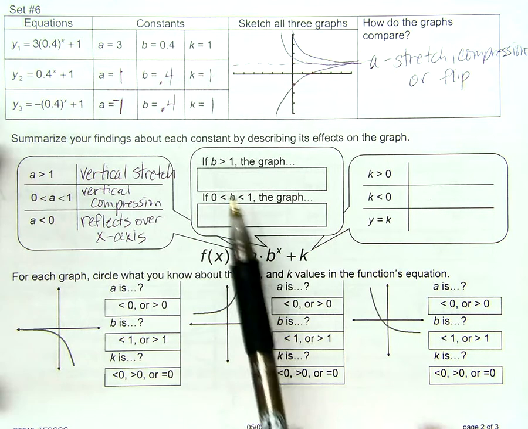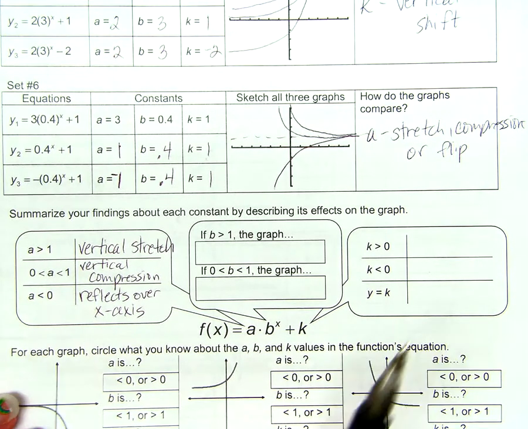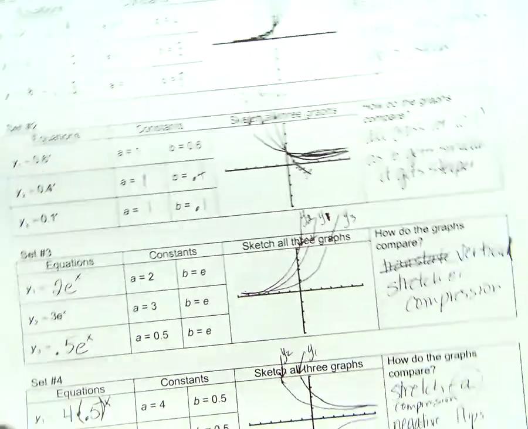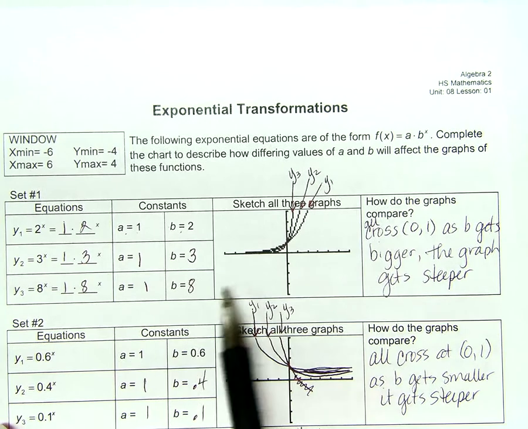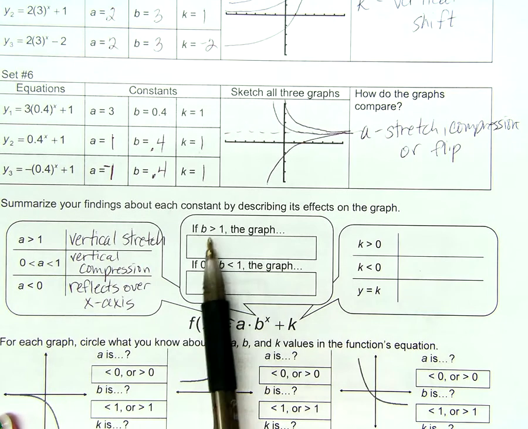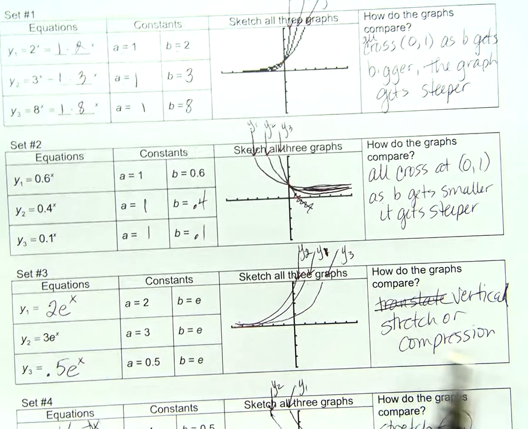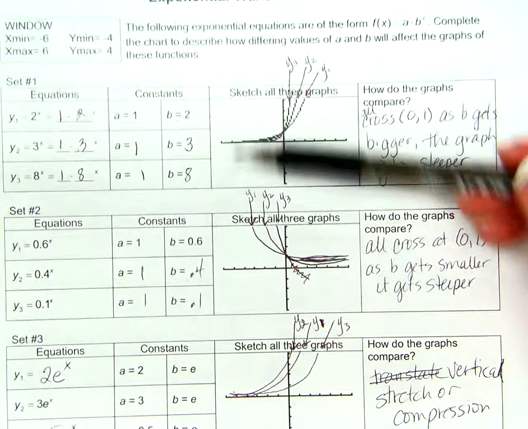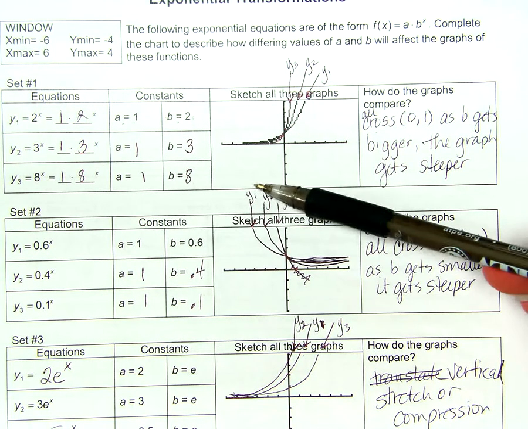So what if B is greater than 1? This is new, for the record. What if B is greater than 1? Look back at all the B's, back at number 1. What are we comparing here, though? We're saying B is greater than 1 or B is between 0 and 1. So if B is greater than 1, it's shh. And if B is between 0 and 1, it's like shoo.